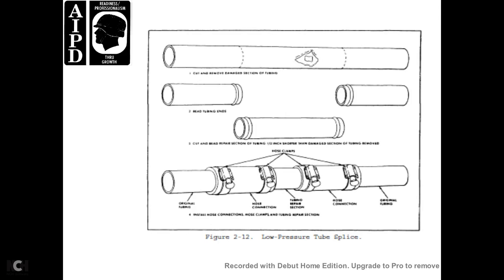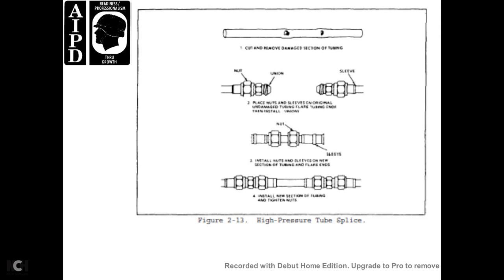Alright, 212 shows the low pressure tube splices. High pressure tube splices, 213.